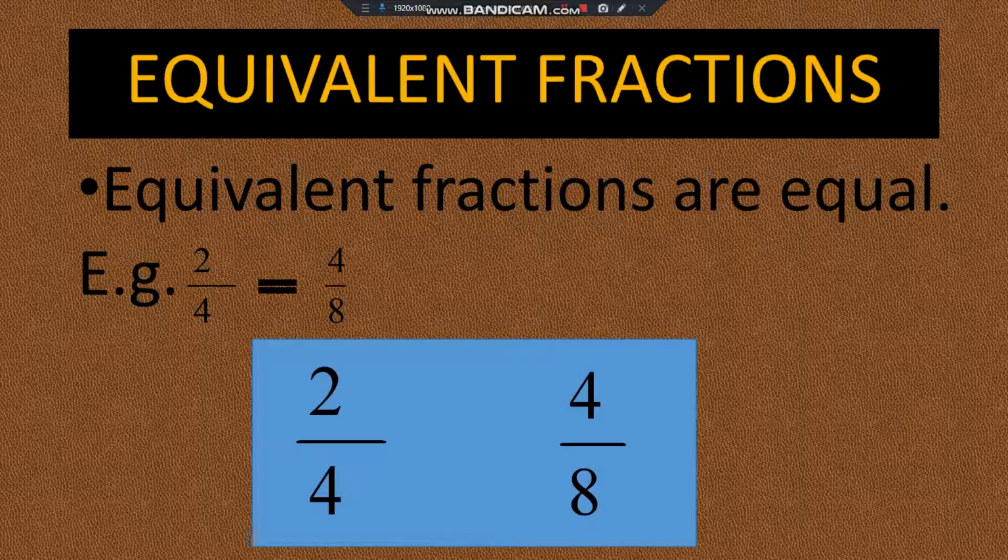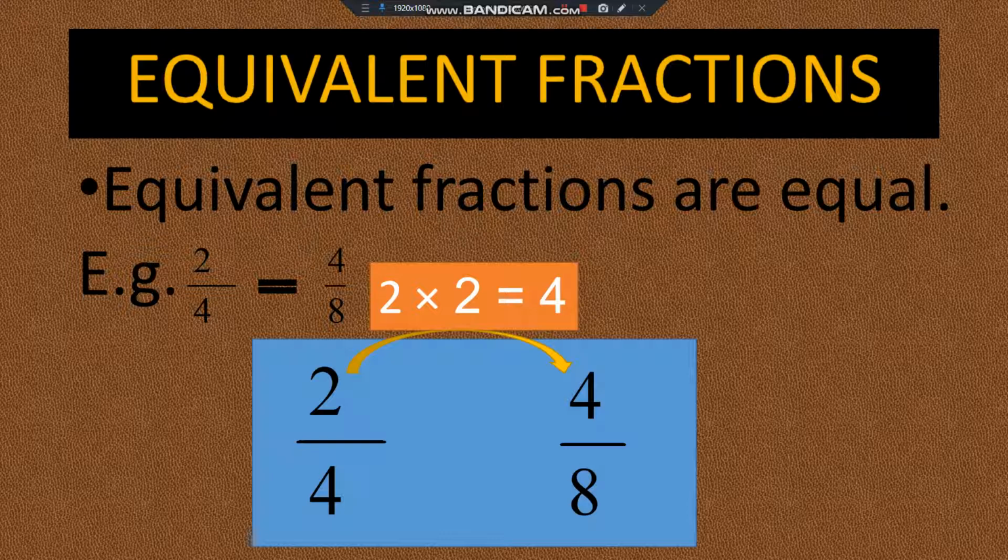2 by 4 and 4 by 8. First look at the numerators. The first one is 2 and the second one is 4. How can you get 4? When 2 is multiplied by 2, we get 4. So when 2 is multiplied with the numerator, you get a new numerator.